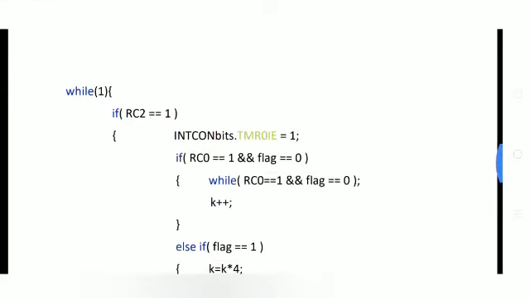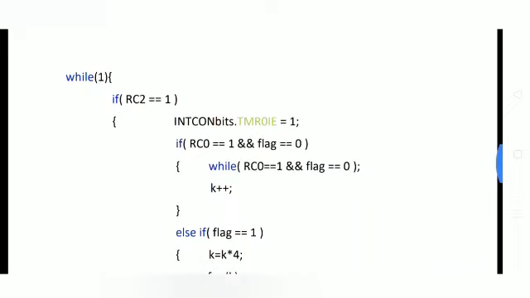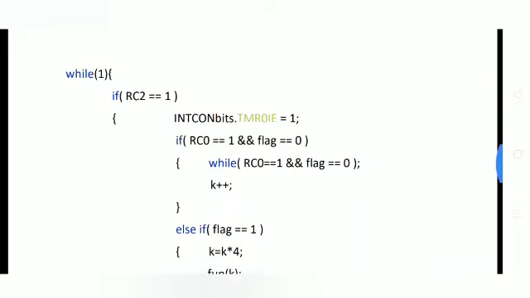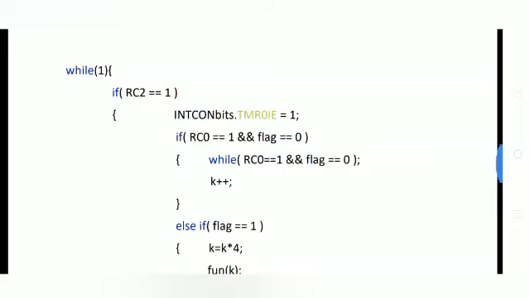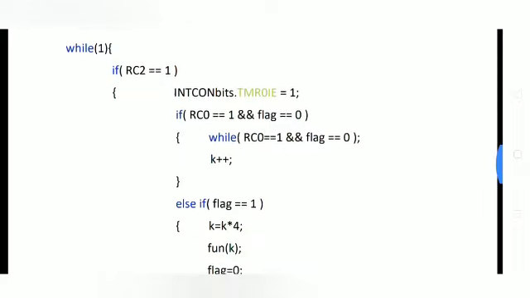In the while loop, if RC2 equal to 1, the output from the pulse sensor is given to the microcontroller, then it will enable the timer interrupt control bit, Timer 0 interrupt enable equal to 1. In the next condition, if RC not equal to 1 and flag equal to 0, whenever the switch is closed, the microcontroller starts to count the number of beats from the pulse sensor, and it will increment the k value to count the number of beats per second.